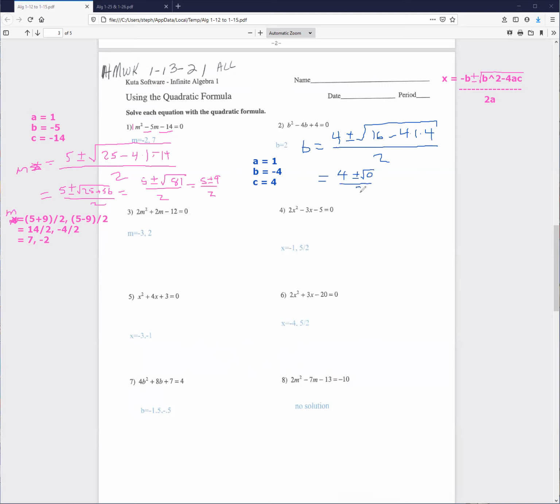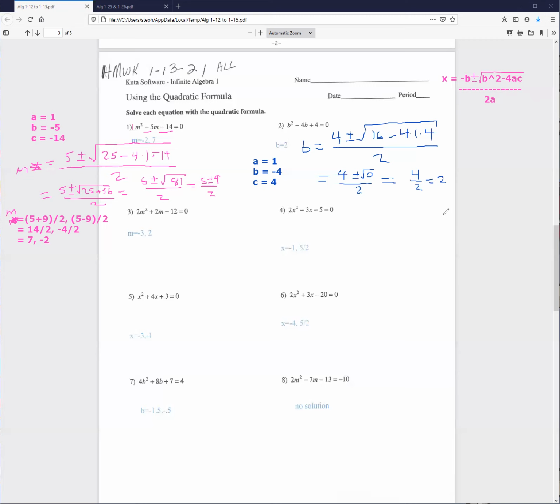So this is interesting. This is a very specialized case here. What is the square root of 0? Well, what number squared is 0? You can, in fact, square root 0. You say, well, 0 squared is 0, so the square root of 0 is 0. All right, well, that's just a 0. So plus or minus 0, we don't care. It's just 4 over 2, or in other words, 2.